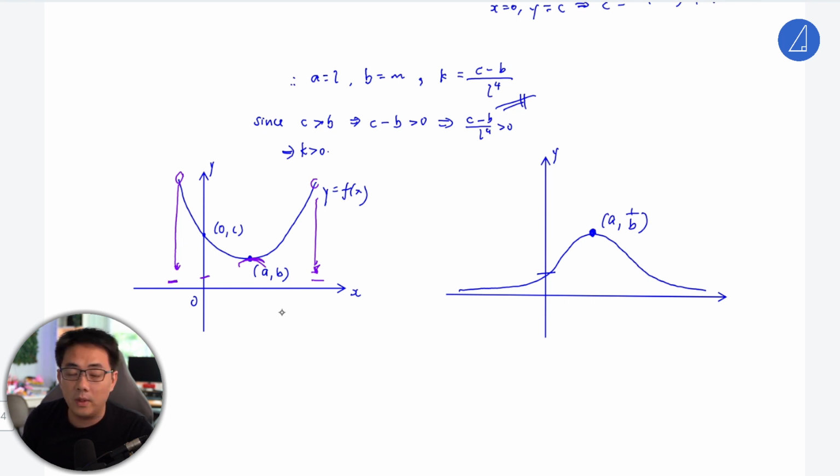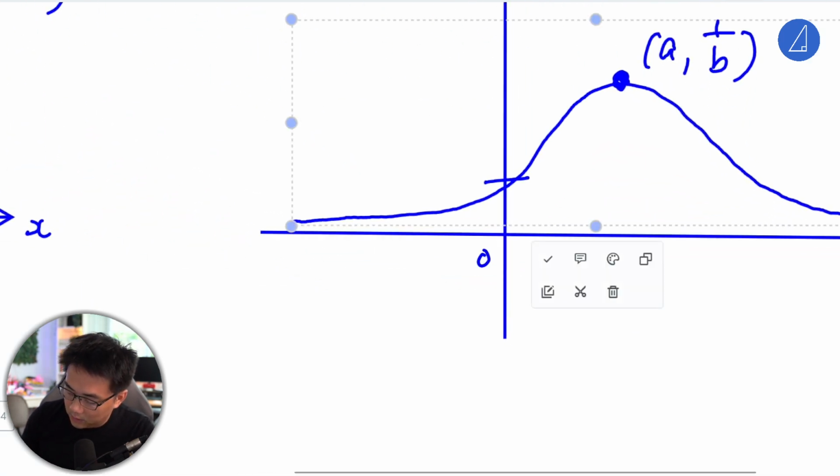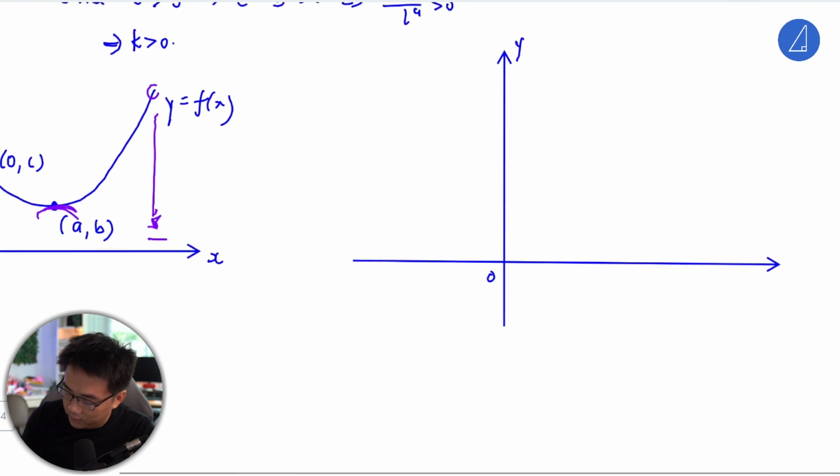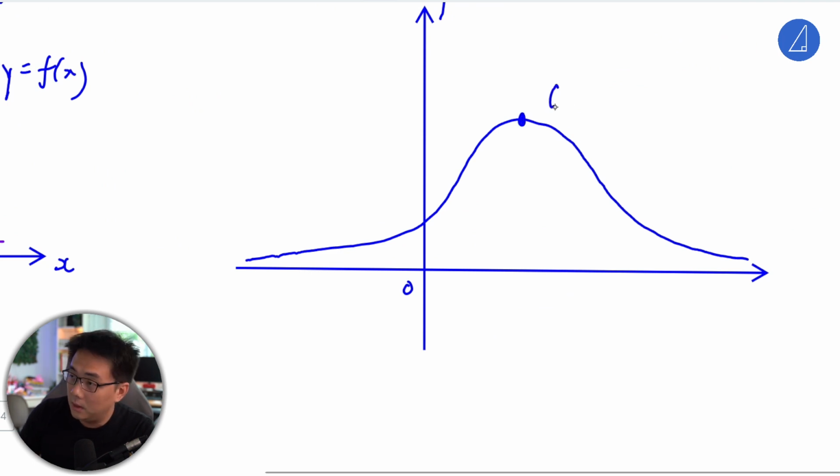Then we need to go and find... because A, B, and C are all positive values, and C is bigger than B. So this is important. K bigger than 0 tells us it's a smiley face. So just be mindful of the information that they tell us. How do we decide whether it's bigger than 0 or smaller than 0? So this is (A, 1 over B), and this is (0, 1 over C).